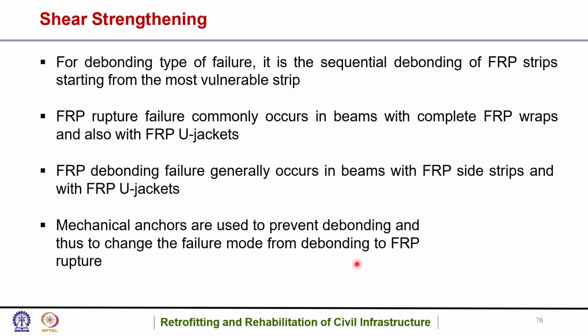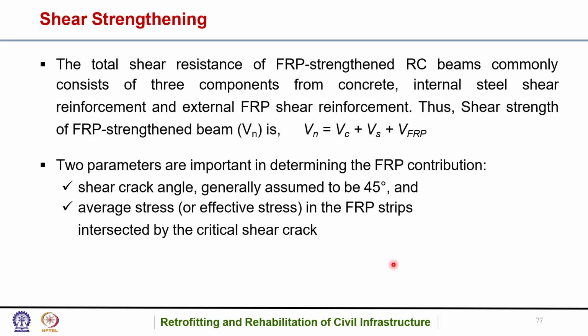For debonding type of failure, it is the sequential debonding of FRP strips starting from the most vulnerable strip. FRP rupture failure commonly occurs in beams with complete FRP wraps and also with FRP U jackets. FRP debonding failure generally occurs in beams with FRP side strips and FRP U jackets. Mechanical anchors are used to prevent debonding and thus to change the failure mode from debonding to FRP rupture.